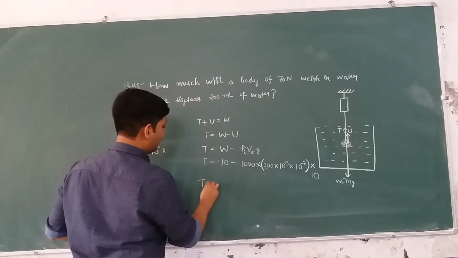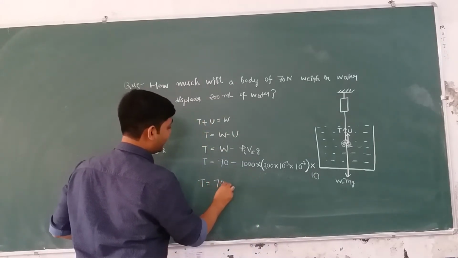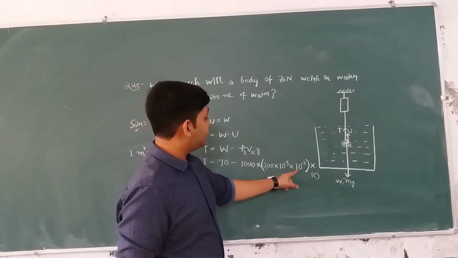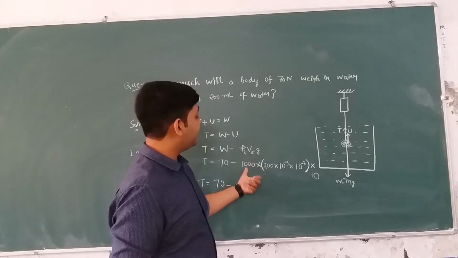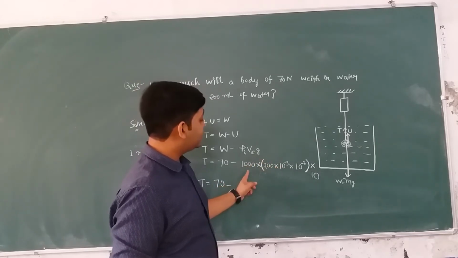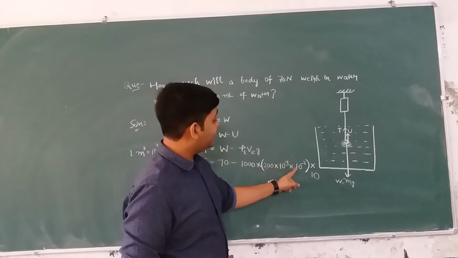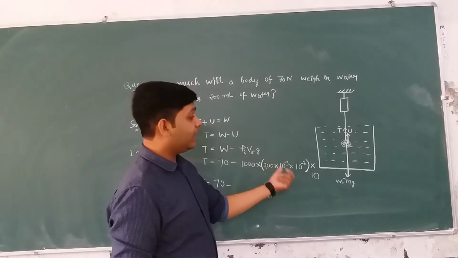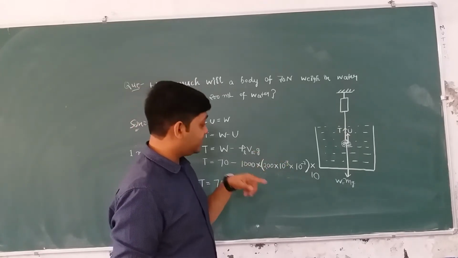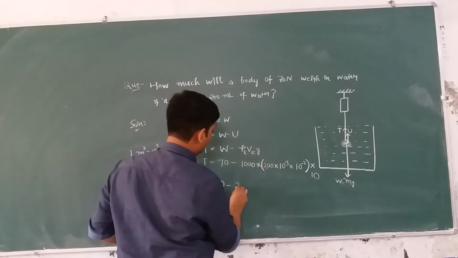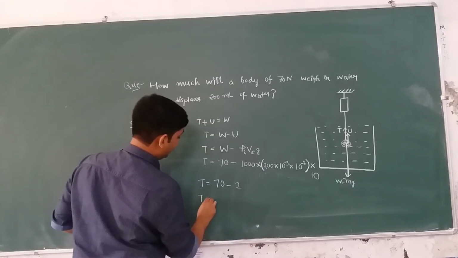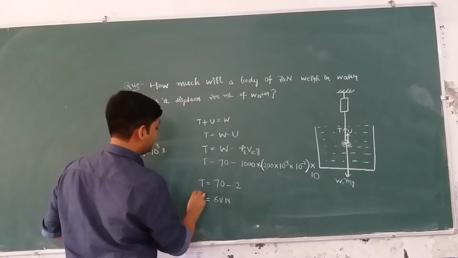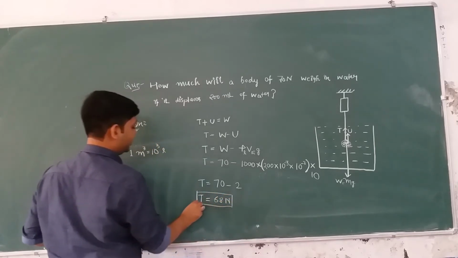So tension or apparent weight will be equal to 70 minus. See, this will be 10 raised to the power minus 6, and this is 10 raised to the power plus 3. So it will be 10 raised to the power minus 3. And then 10 raised to the power minus 3, and this will be 2000 into 10 raised to the power minus 3. So it will be 2, right? So T will be equal to 68 Newton. So this much the body will weigh in water.